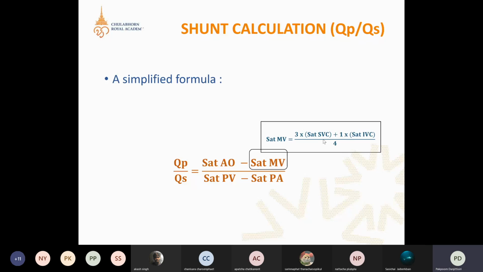And all the other saturations we can get from the lab. Definitely the saturation in the SVC and in the IVC, the doctor will get the blood from that site and then go to the blood gas test, and you will be able to get the information from that.